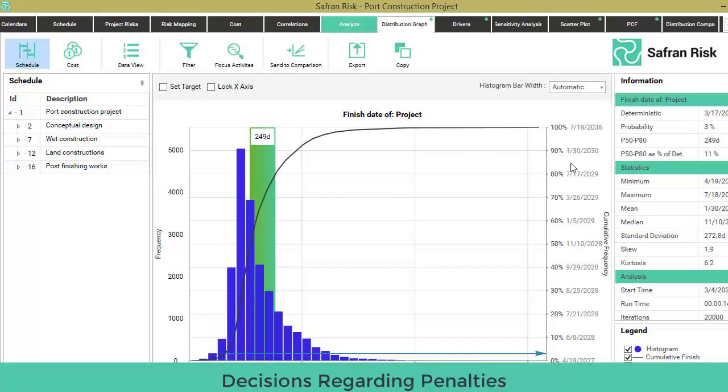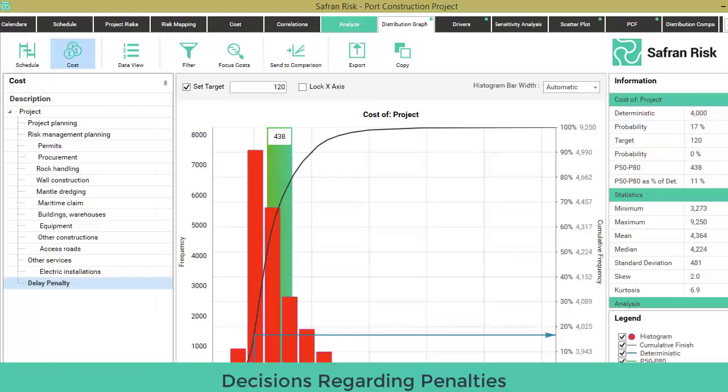On the deterministic date of March 17th, 2028, there's only a 3% probability of making that target on time. In other words, there's a 97% probability that there will be some penalty on the project. The question now is how much?